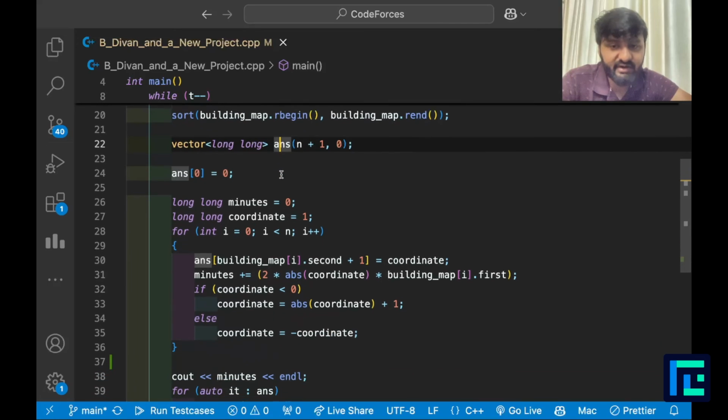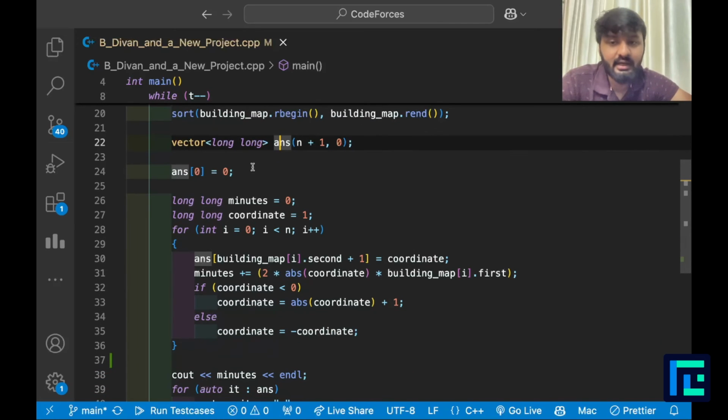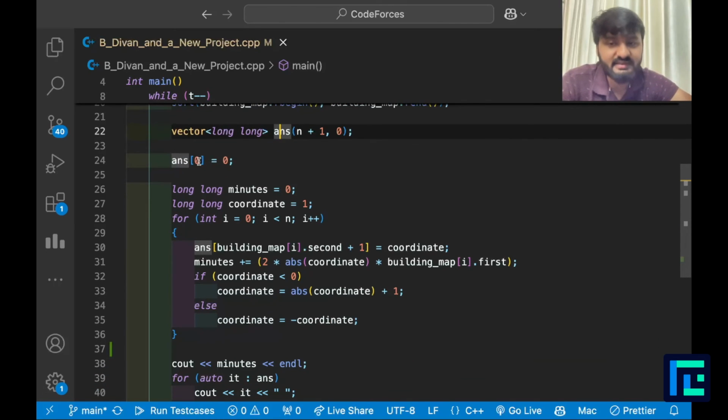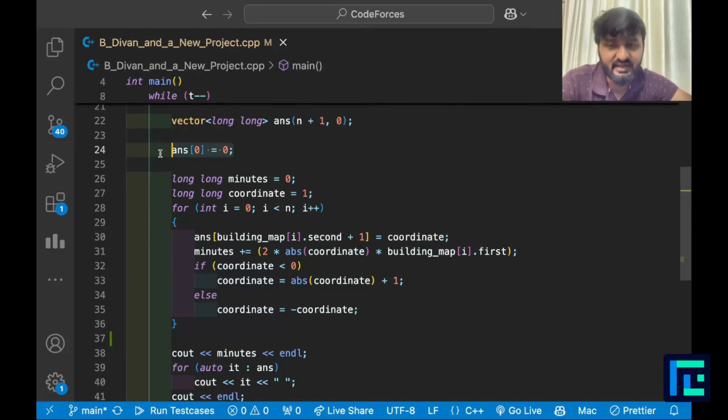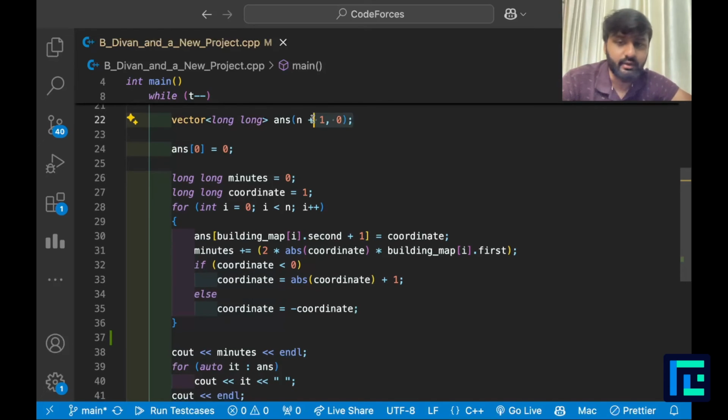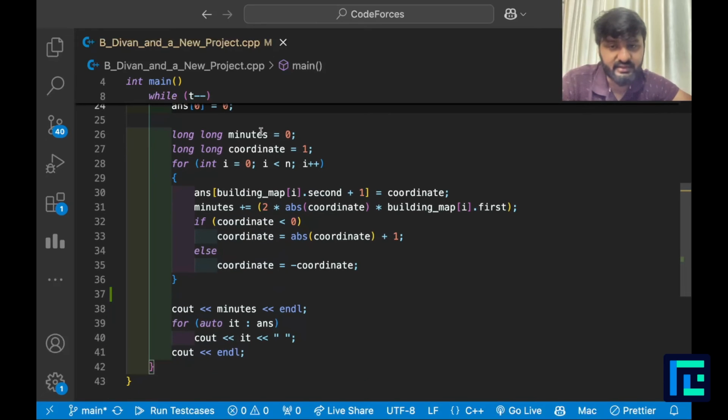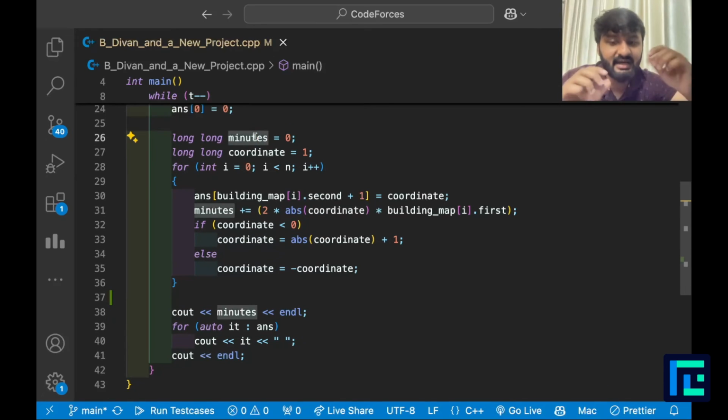Now I have an answer vector that I actually want to print. That's the arrangement. Answer of 0 is 0. Answer of 0 basically means the 0th building, headquarters. Where is it? At the 0th location. So I just initialize it back, although it doesn't make sense, but okay, just for the sake of the question, you can say. Then I have minutes. That is my main answer that I would want to print.